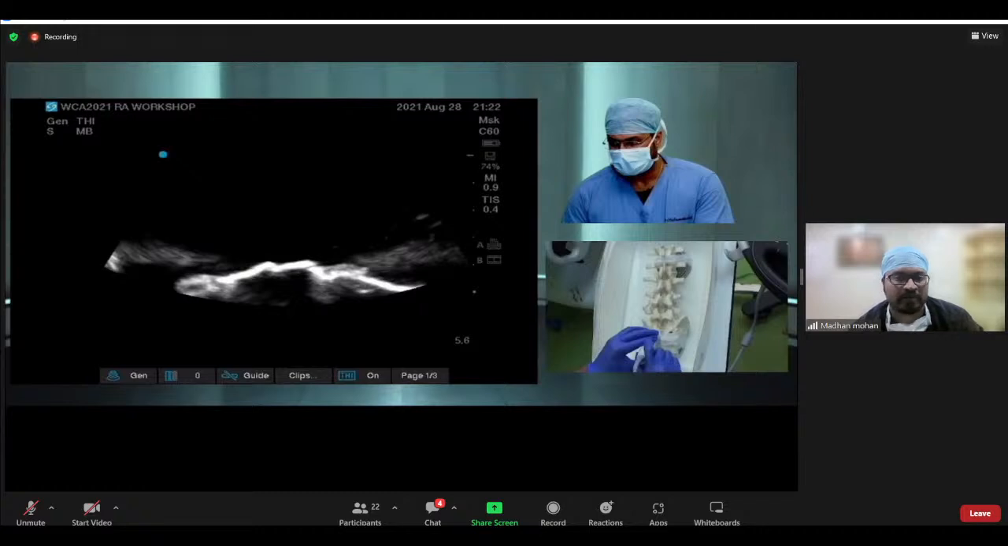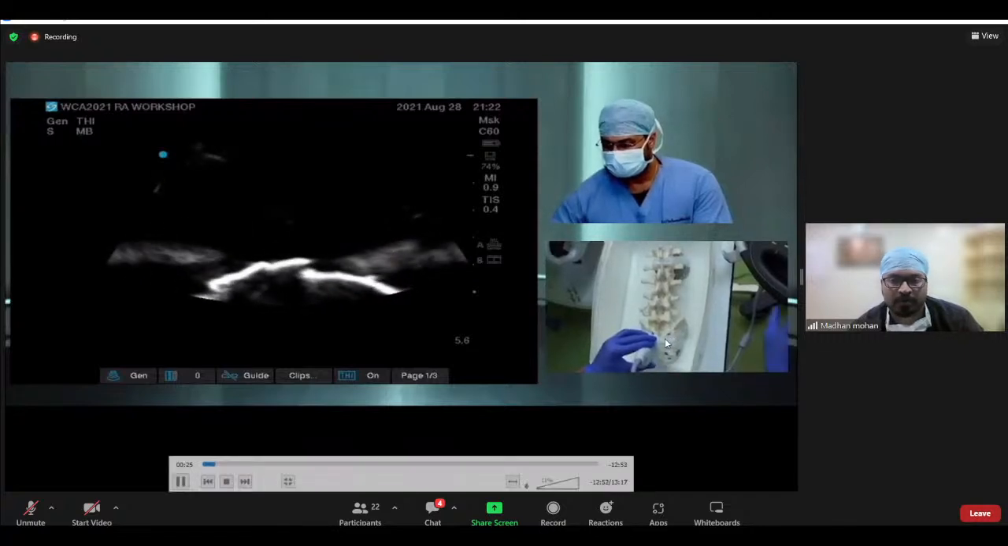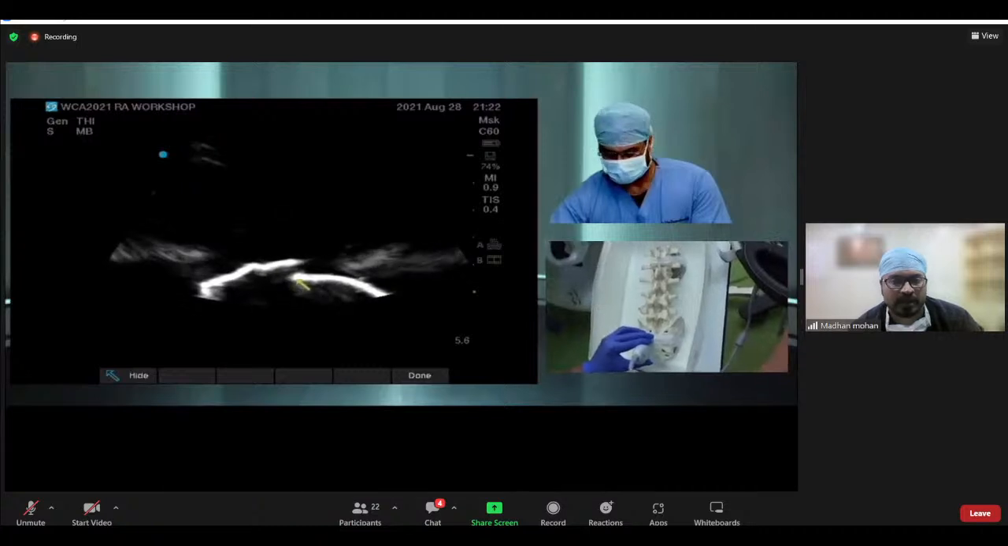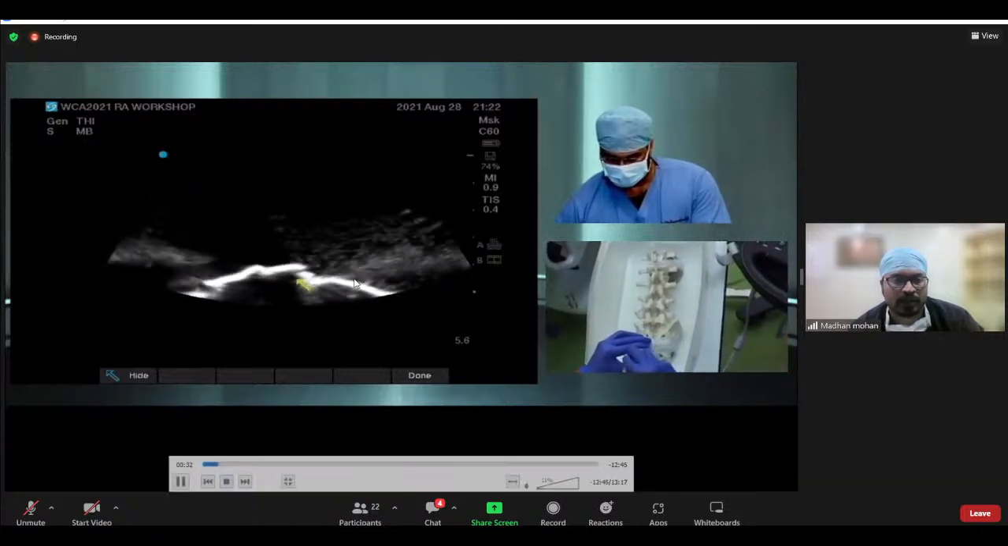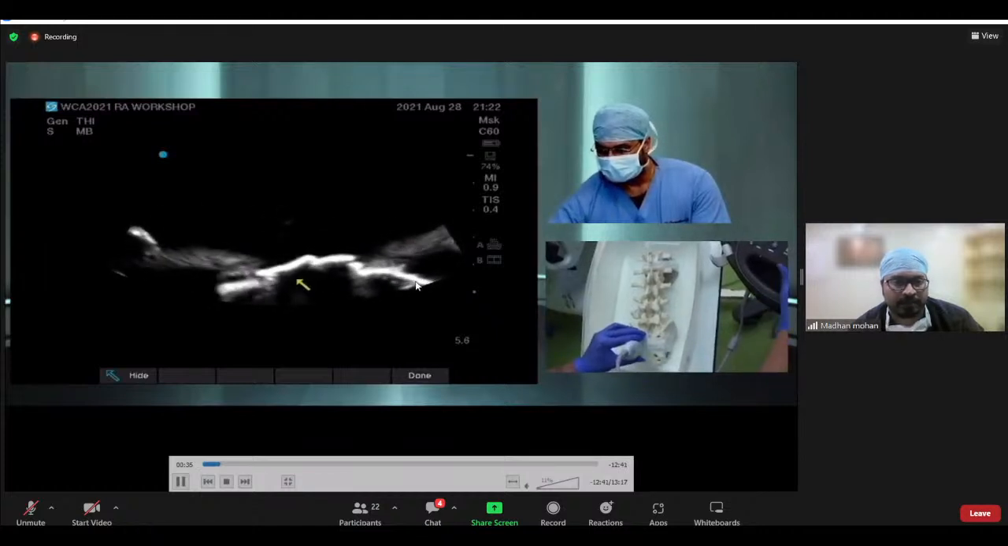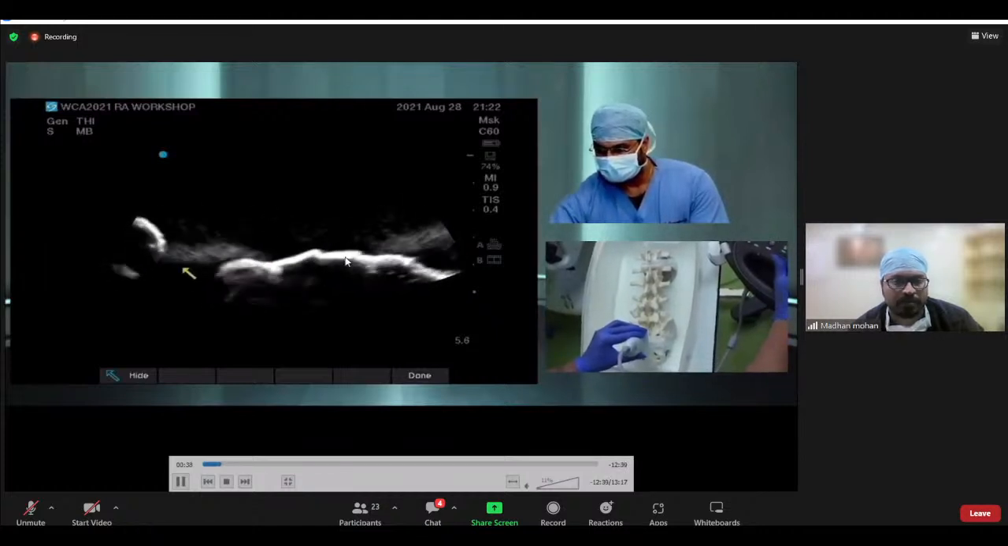So you identify the T12 vertebra and then come down to L2, L3, whichever you want to do. That is one way. The other way is going from caudate to cephalate. So from caudate to cephalate, you keep the probe exactly over the gluteal region, just above the gluteal region in the midline. So you are going to encounter the sacrum. The sacrum will form a continuous line.